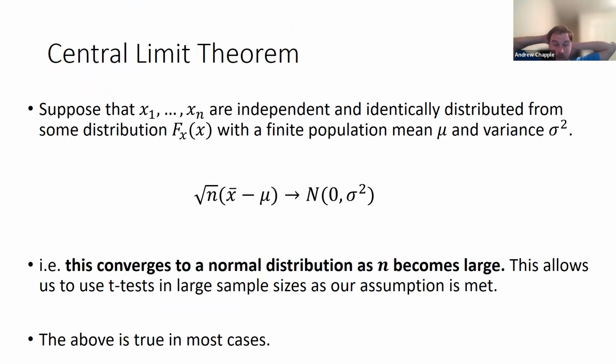So again, I mentioned this before. I don't want you to worry too much about the math. I just have the math here because I take this from slides for my master's classes. So if you have a random sample that's independent and identically distributed from some distribution with a finite population mean and a variance sigma squared, then this test statistic right here, square root of n times x bar minus mu, converges to a normal distribution, which means that you can use t-tests in large sample sizes, because by default, you can have this kind of normally distributed value. And it's true in most cases.